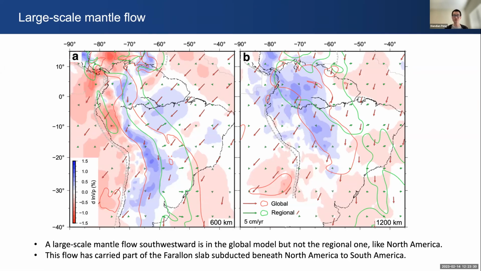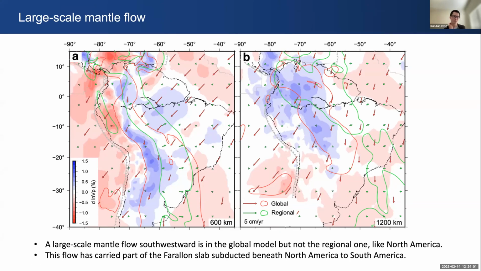This is consistent with the situation beneath North America. So connecting these two places, we can see that this is a global scale mantle flow all the way from North America to South America, and it forms a circulation in the lower mantle. This kind of flow cannot be produced in the regional models.